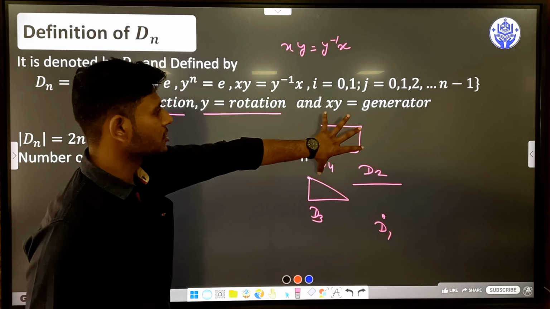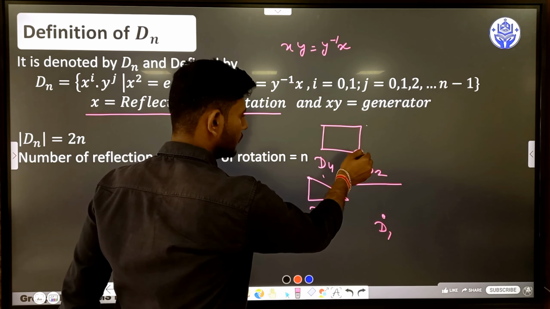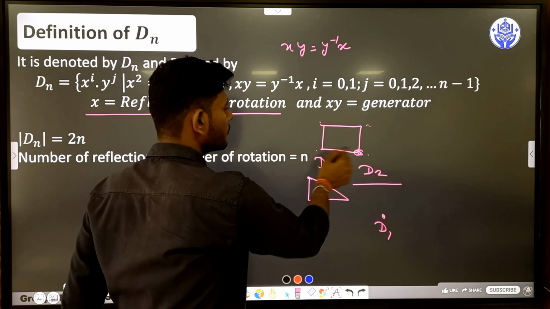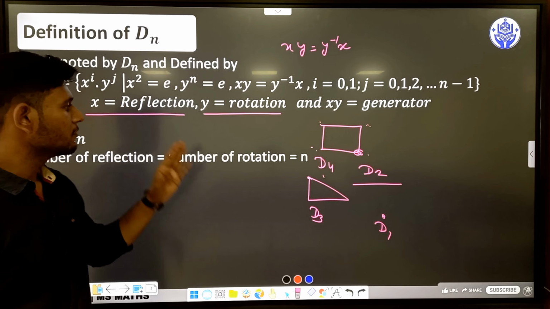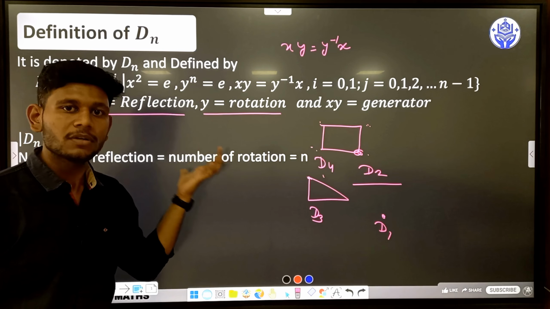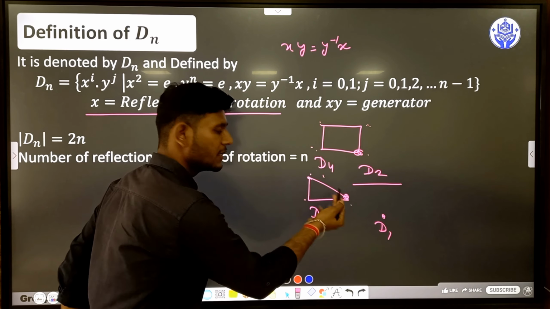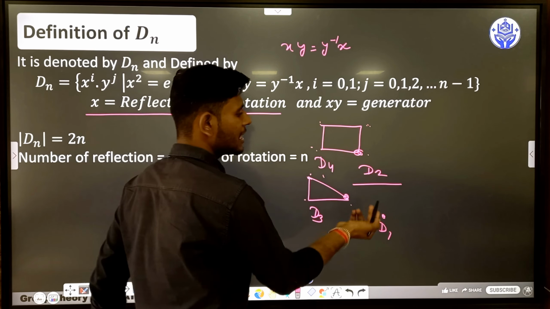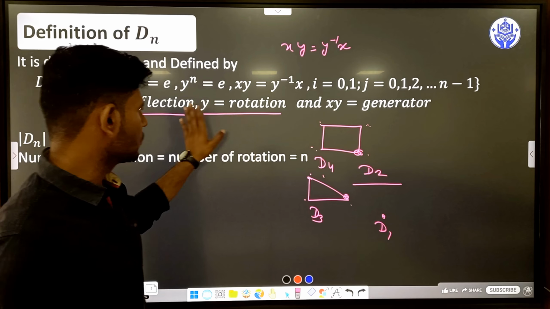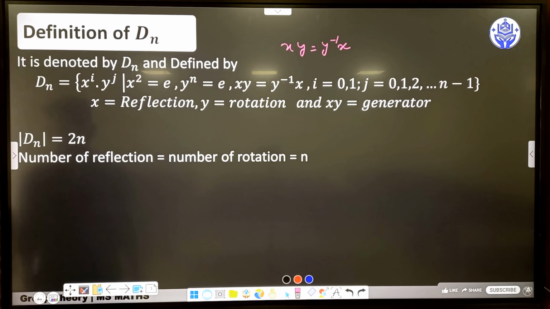From here, the rotation is of 4 kinds. If it is 1, 2, 3, 4, these are the 4 rotations here. So 4 rotations are there, which means j will be from 0, 1, 2, 3, so 4 values of j will be there. For this triangle, if it is like this 1, 2, 3, then 3 rotations will be there. For this line, 2 rotations will be there, and for the point there is no rotation, so j will be 0 only. So we'll discuss all these with the geometrical interpretation.